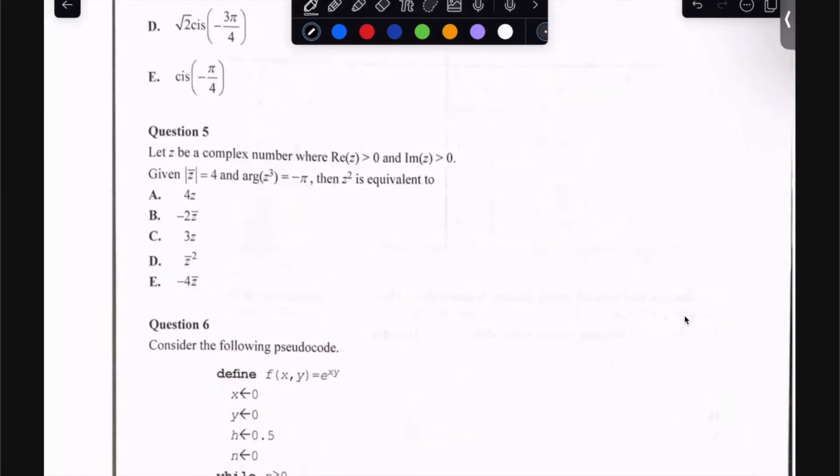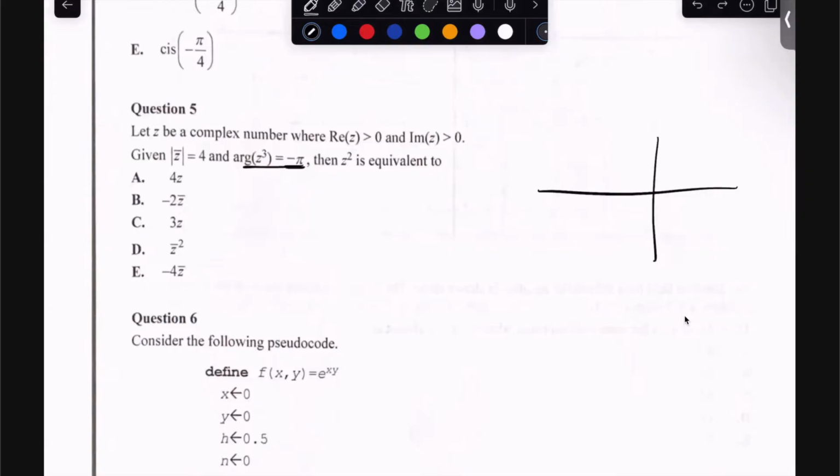Alright, let z be a complex number where the real part of z is greater than 0 and the imaginary part is too, so it's in the first quadrant, is what they're saying there. Given that the magnitude of z is 4 and arg z cubed, the angle for z cubed, is -π. Well, that doesn't make sense because that's wrong. That's a mistake because the argument should not be -π, -π is not included. It should be π. That's fine.